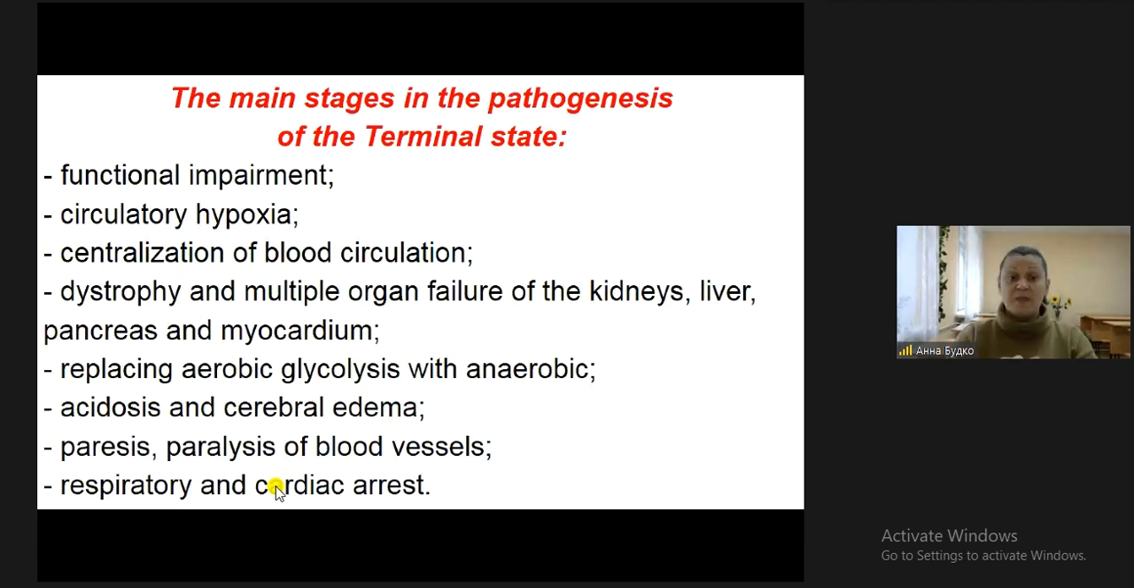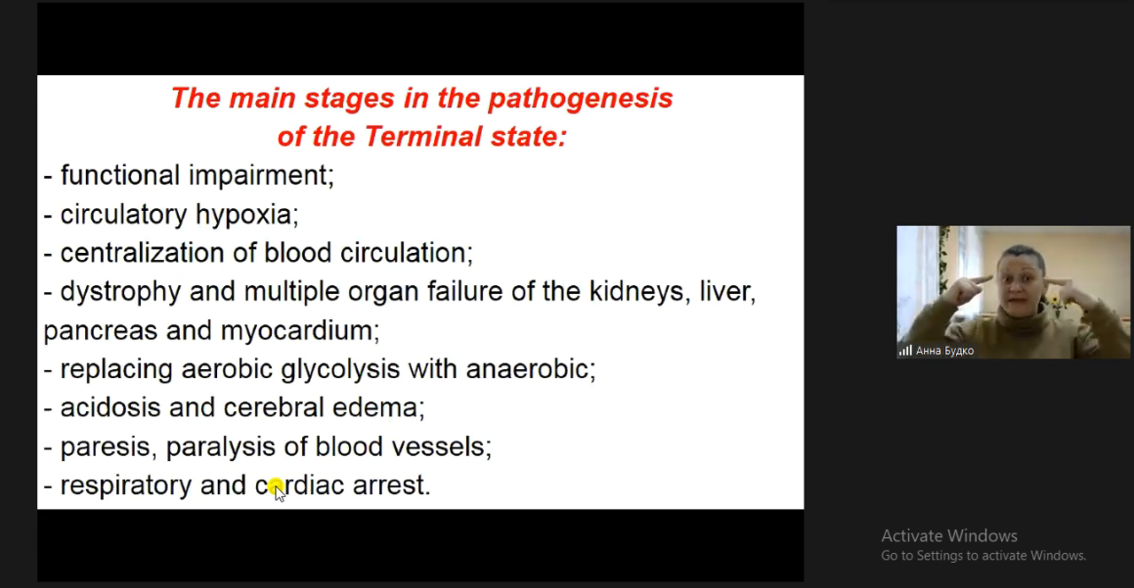So, my dear friends, I repeat the stages of the terminal state. Function insufficiency, pulmonary and cardiac insufficiency. Hypoxia. Hypoxia is a pathological condition for our organism: a lack of oxygen and increasing concentration of carbonic acid in the blood. Next, centralization of blood circulation. All blood goes to the head.